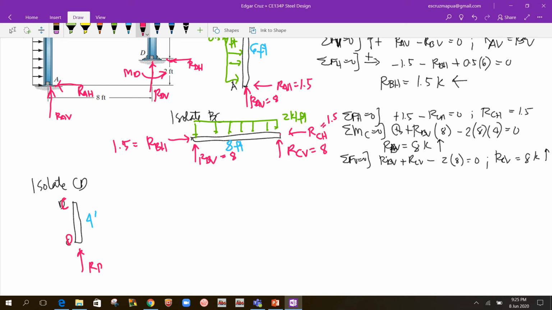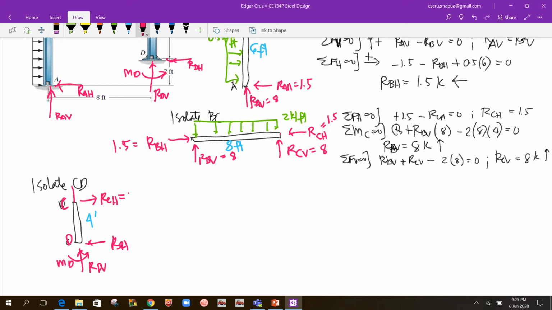So we have RD vertical, tapos yung RDH ito kaliwa, RDH. Okay, tapos yung moment na inassume natin, which is moment at D. Tapos sa kabila naman meron tayong, based from BC, isolate member BC, yung RCH natin kaliwa dito, diba? Kaliwa dito. So pagdating dito magiging kanan.